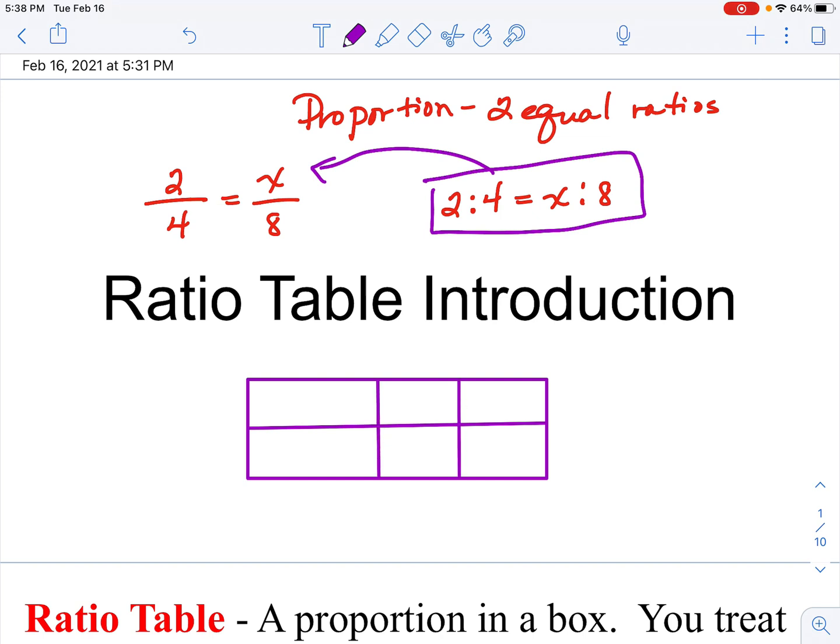Let's say I said the ratio of cats to dogs at Brava was 2 to 4, and if there were 8 dogs, how many cats would there be? Again, this is the same proportion that I have here, here, and here. It's just 3 ways of writing it.